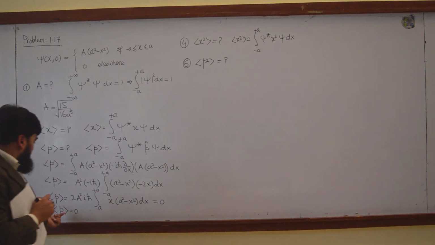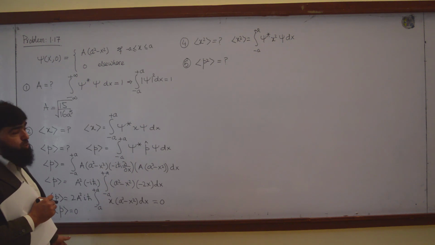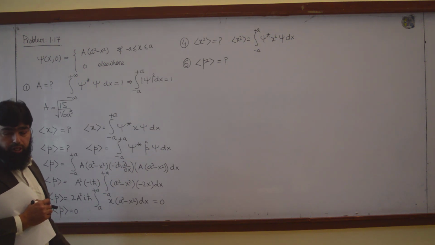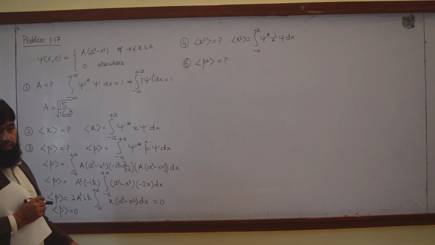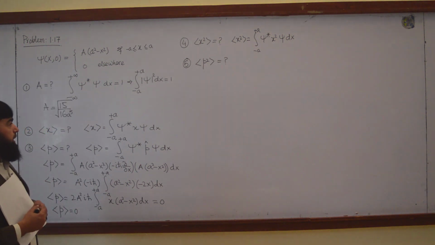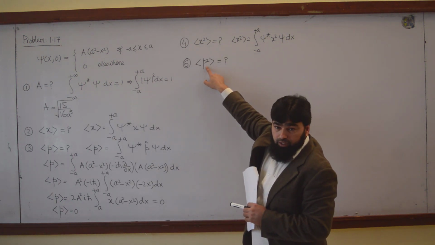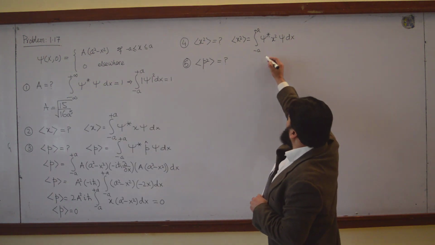Now I know that the expectation value of p is equal to 0, but the expectation value of p squared will not necessarily be 0. It is not necessary. So always differentiate between these things. The expectation value of p squared is not actually this thing.